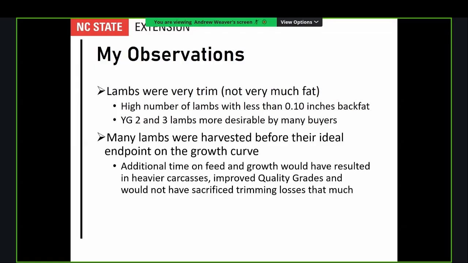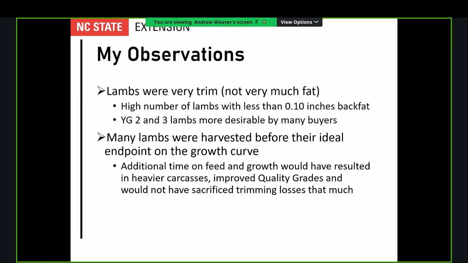It probably would not have hurt to shift to the right on that growth curve a little bit and get those lambs a little bit bigger, put a little bit more fat on them, get muscling up closer to where that starts to plateau and where we can get the most bang for our buck, getting the most out of that animal in terms of that ideal harvest endpoint.